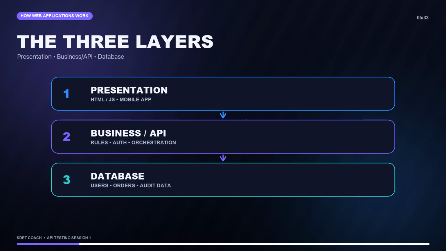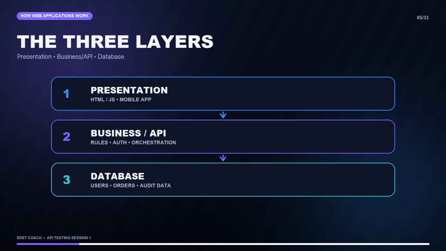The business or API layer sits in the middle. This is where rules live. Can this customer place the order? Is the discount valid? Does this account have permission to view the record? This layer coordinates work and exposes operations through endpoints. The database layer stores the durable data: users, orders, products, permissions, and audit records.